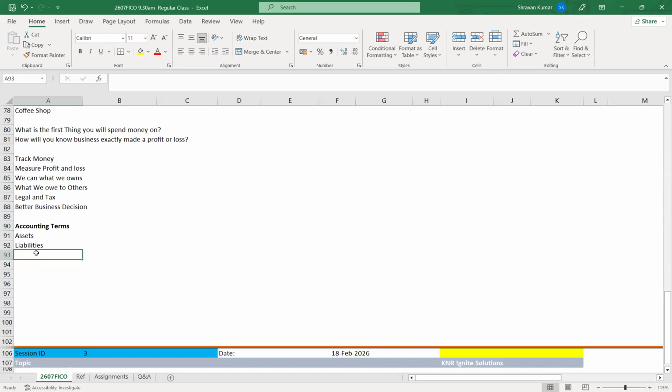This is a liability because we have to repay it in the future to the bank. A simple way to remember this: assets are something which the business owns, and liabilities are something which the business owes. So moving on to the next, that is equity.